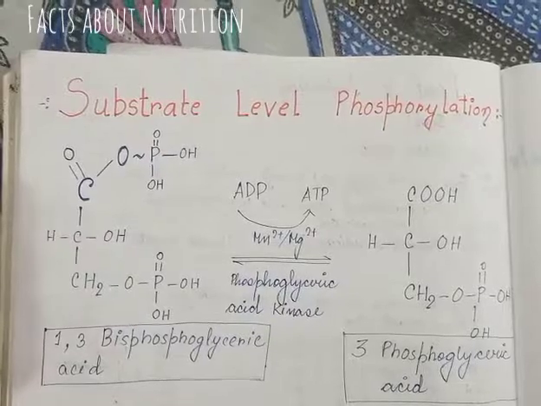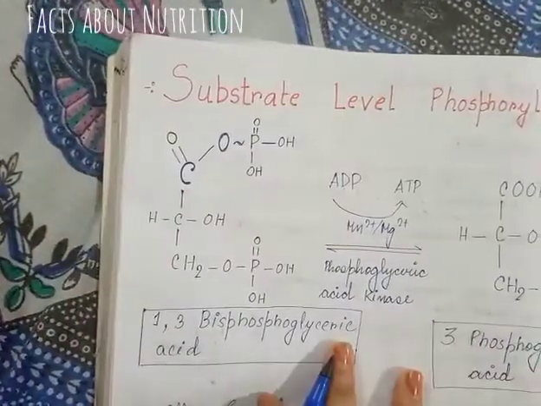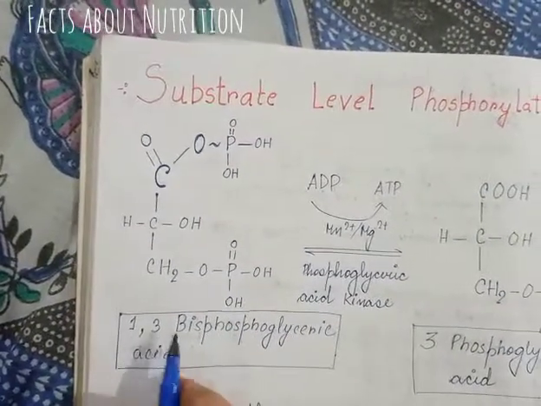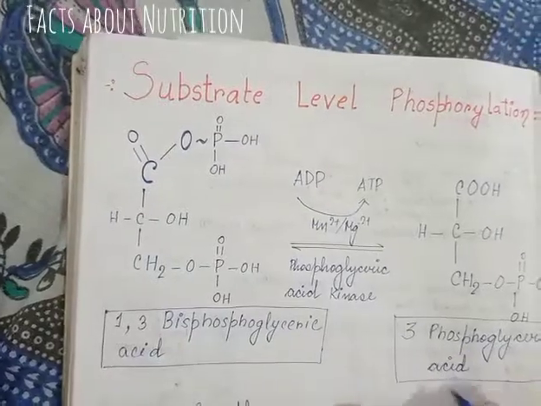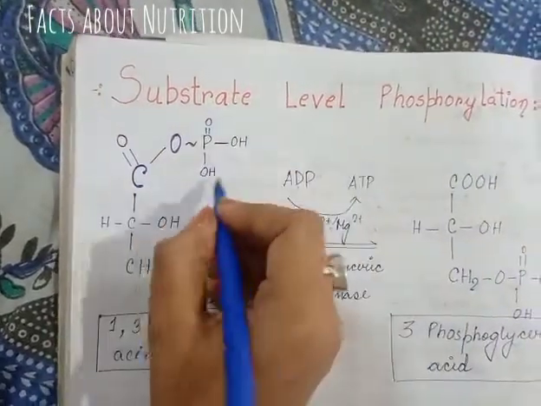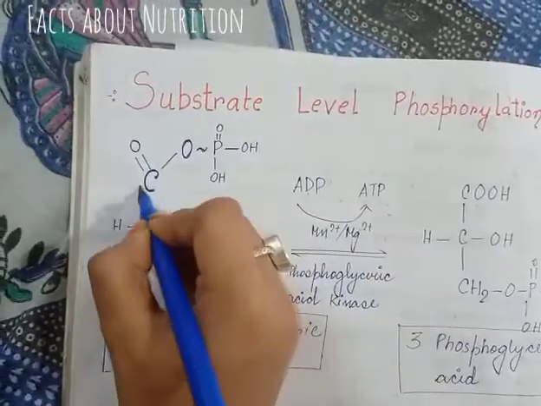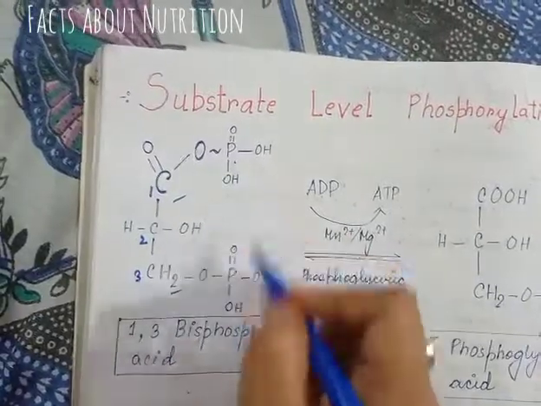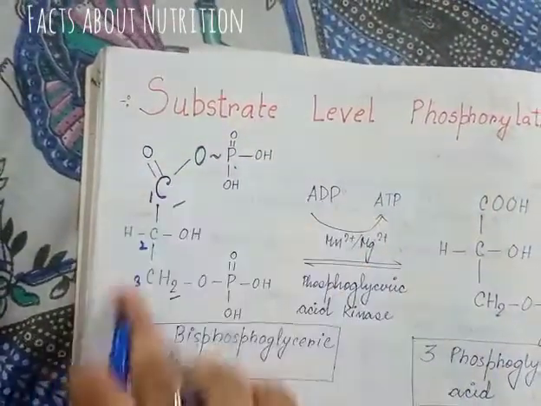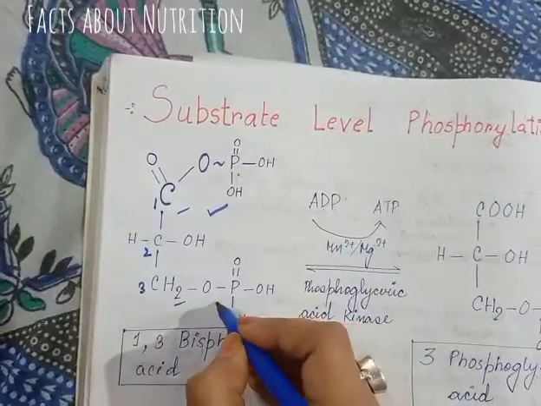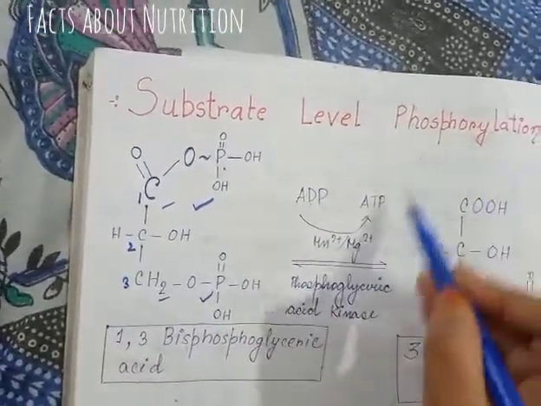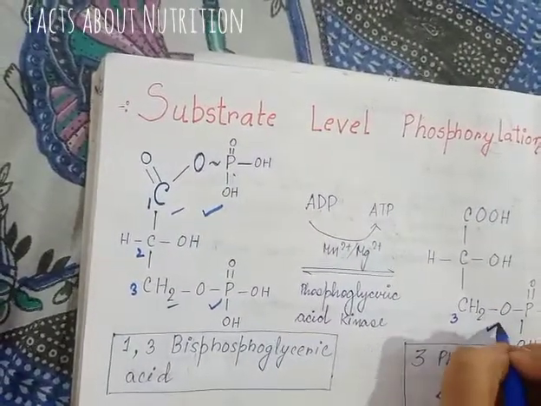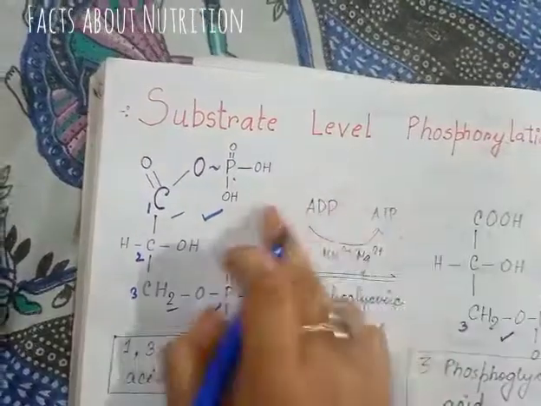Now, what is the meaning of the term substrate level phosphorylation? Suppose in this reaction you can see 1,3 bisphosphoglyceric acid forming 3-phosphoglyceric acid. In 1,3 bisphosphoglyceric acid there are two phosphate groups, this is number 1, this is number 2. Now this is another compound, 3-phosphoglyceric acid, where the phosphate group is present only at the 3 position of carbon. So this one is not there.